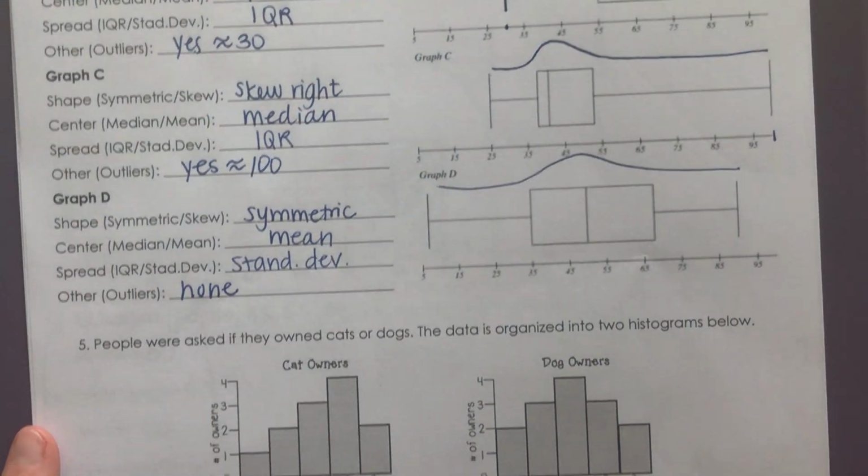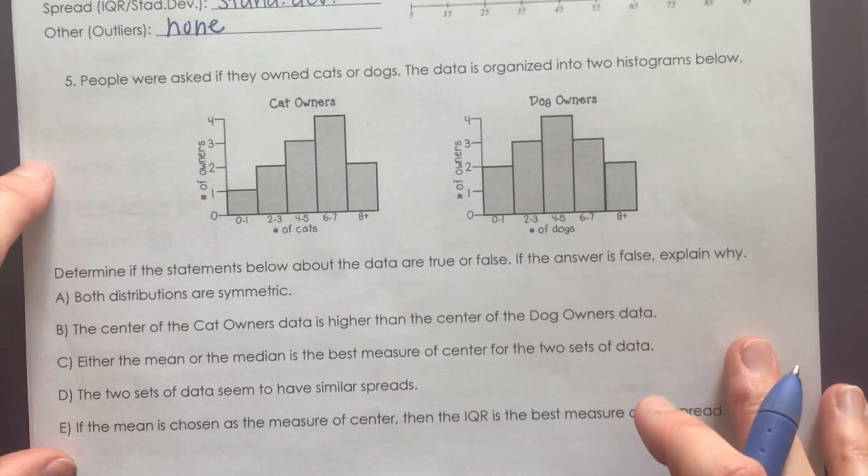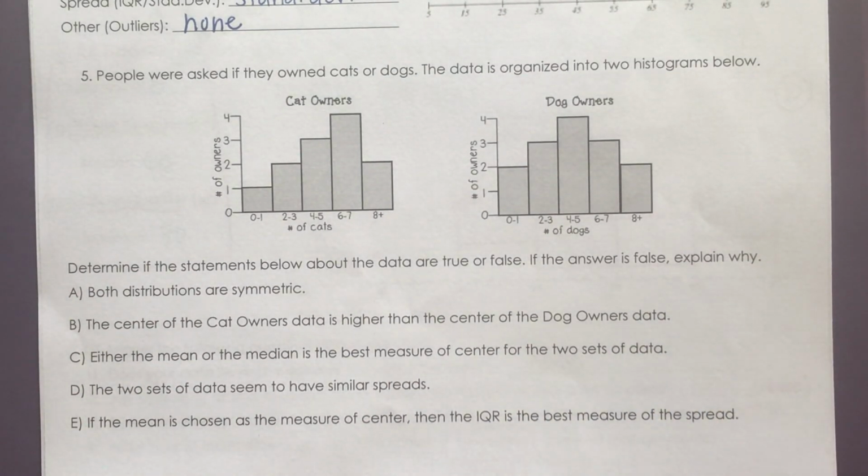Okay, last part, number 5. People were asked if they owned cats or dogs. The data is organized into 2 histograms below. Determine if the statements below about the data are true or false. If the answer is false, explain why.